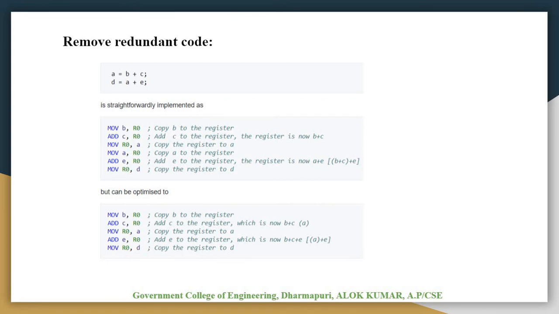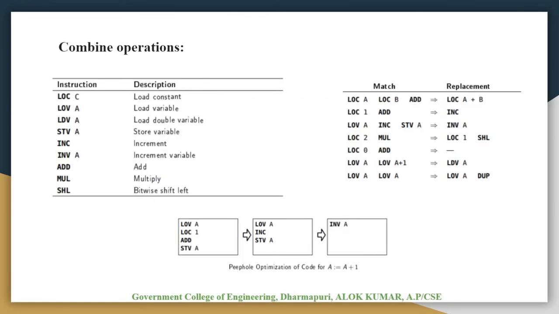The next technique is combine operations. Suppose 2-3 lines of machine code are there; we can optimize by combining them. Before combining, let us see some instructions: LOC C, which loads constant C; LOVA, which loads variable A; load double variable A; store variable A; increment variable A; add; MUL means multiply; and shift left means bitwise shift left.